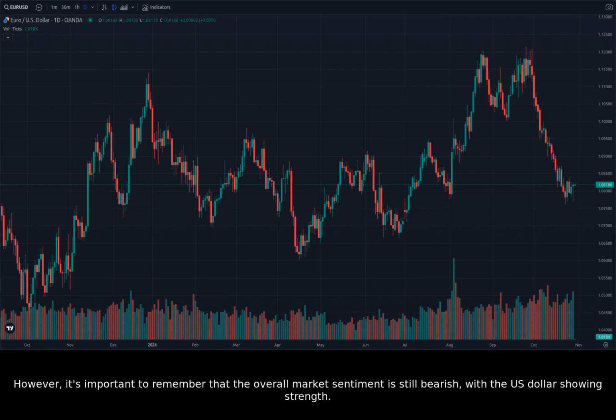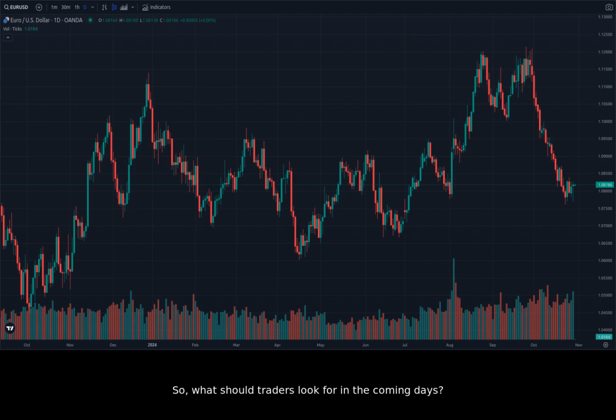However, it's important to remember that the overall market sentiment is still bearish, with the US dollar showing strength. The recent bounce could just be a temporary correction, and the euro might resume its downtrend after finding resistance. So, what should traders look for in the coming days?